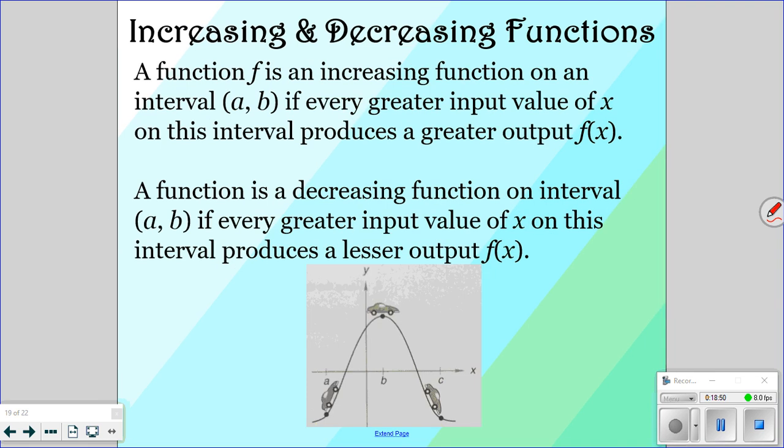And so if you look here, this is where it is increasing. And this is where it is decreasing. So if it has a positive slope, it's increasing. If it has a negative slope, it's decreasing. And that's all you're looking at right now, increasing and decreasing.